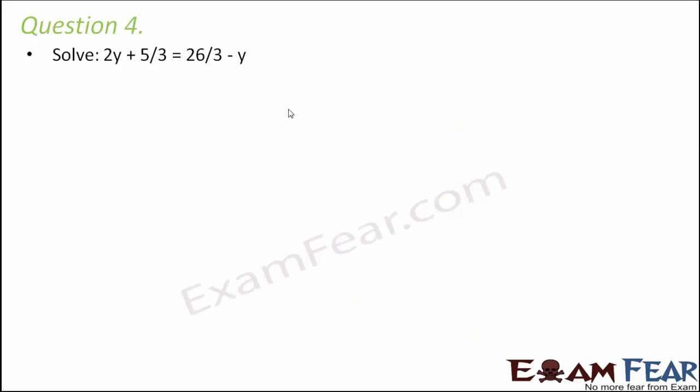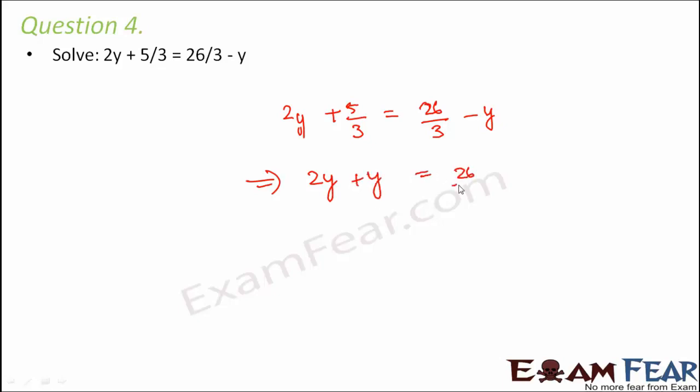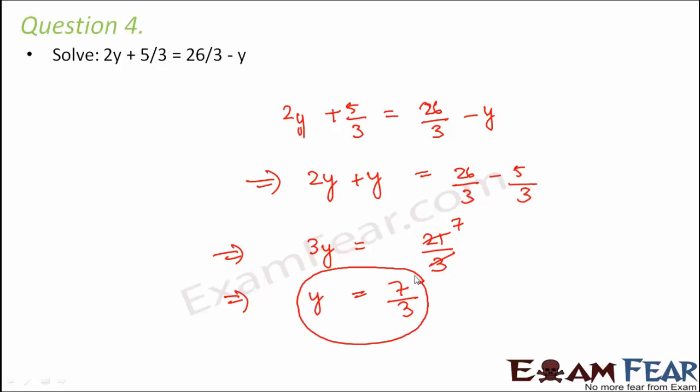Question number 4. Solve 2y plus 5 by 3 is equal to 26 by 3 minus y. So here again 2y plus y is equal to 26 by 3 minus 5 by 3. So this becomes 3y is equal to 21 by 3, or y is equal to, here 3 7s are 21, so this would be 7 and this 3 will come here, so it will become 7 by 3. So y equal to 7 by 3 would be a solution for this equation.